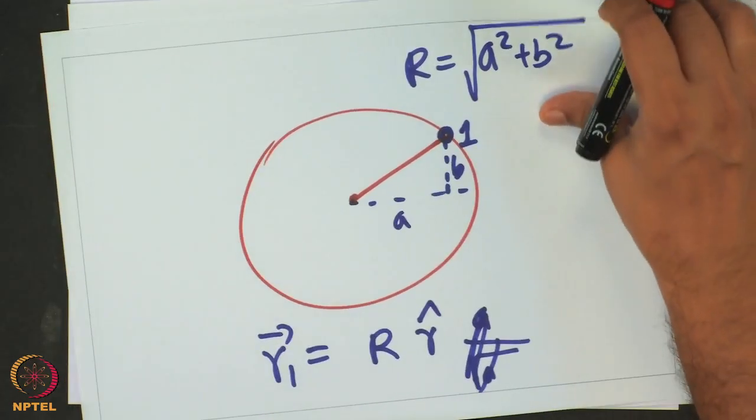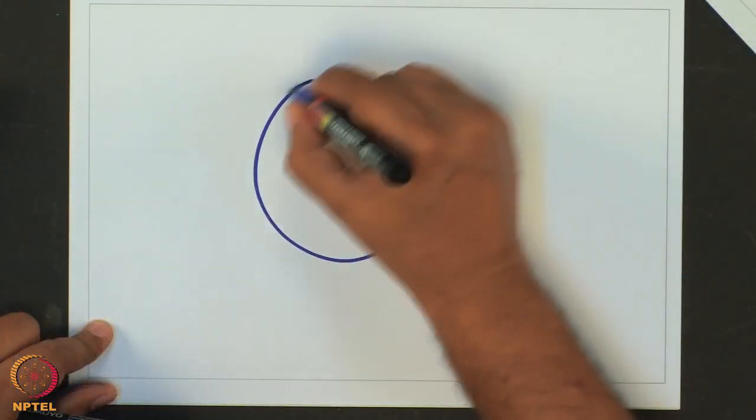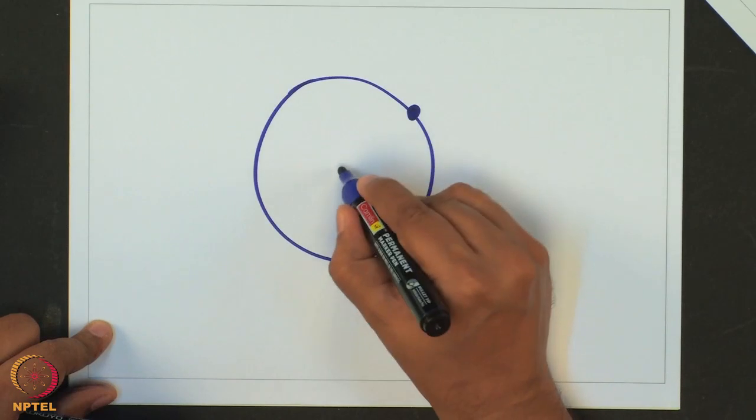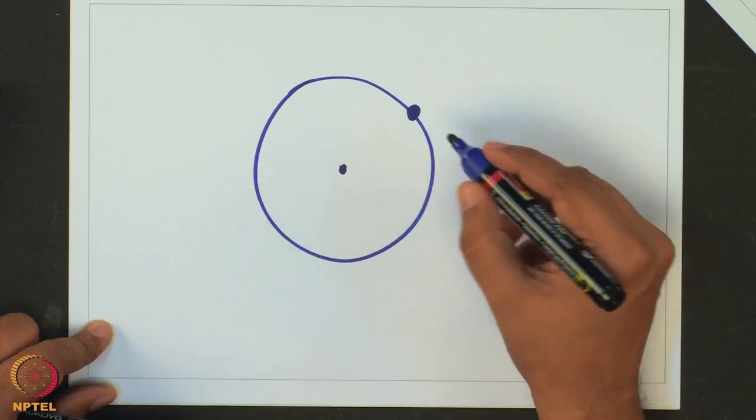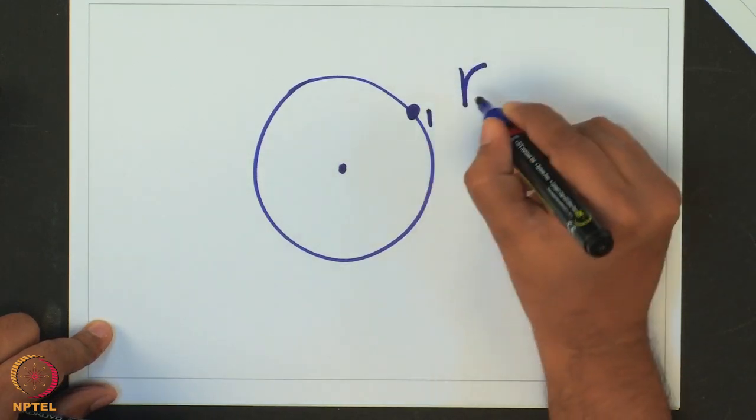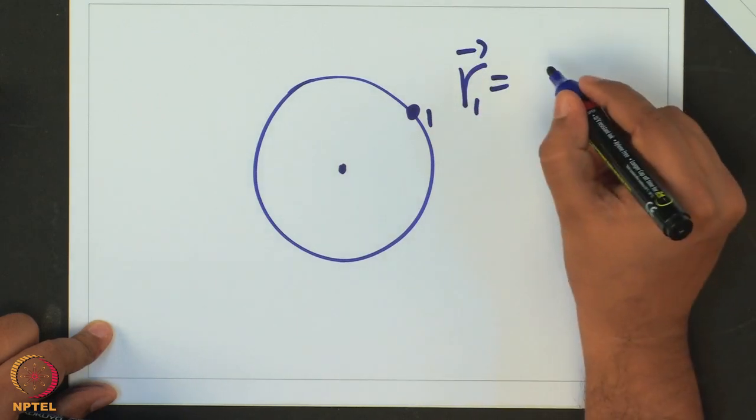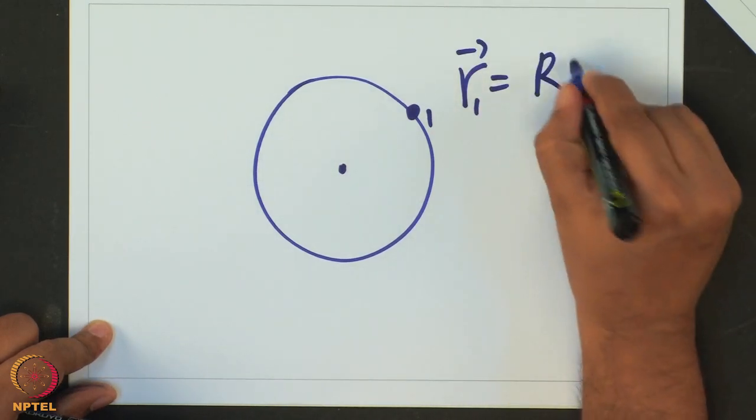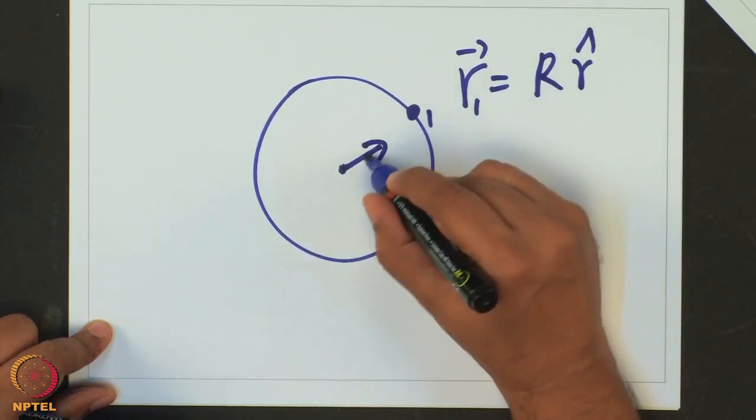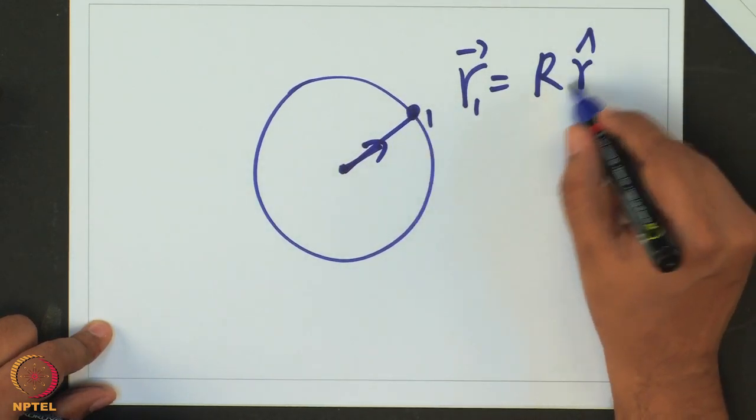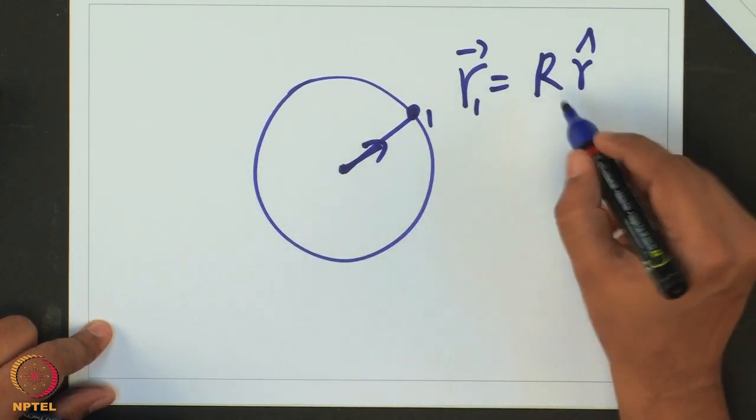So what are we saying? We are saying that any point on this circle, if I want to represent a point on this circle which is r distance away from the center, I would represent r1 as r times r cap. This would give me this direction, and this distance away along this direction. This tells me something about this. But does this convey everything?